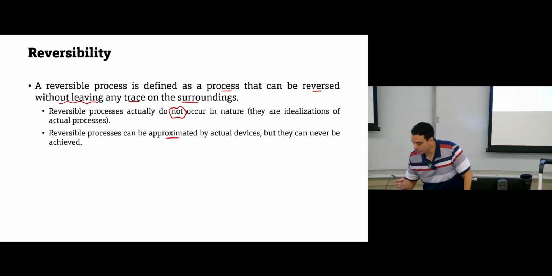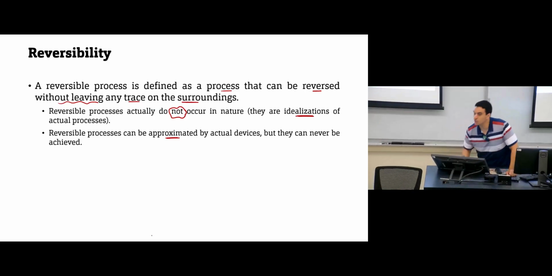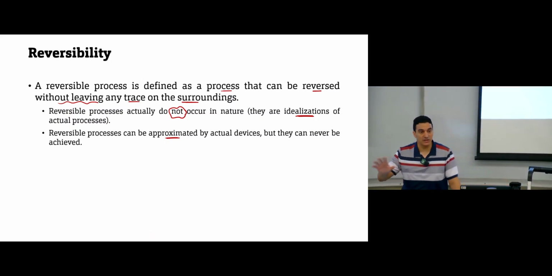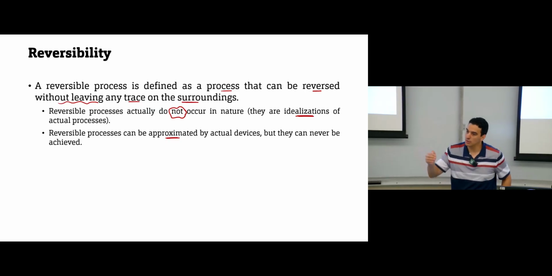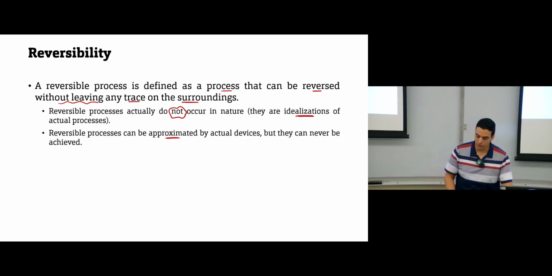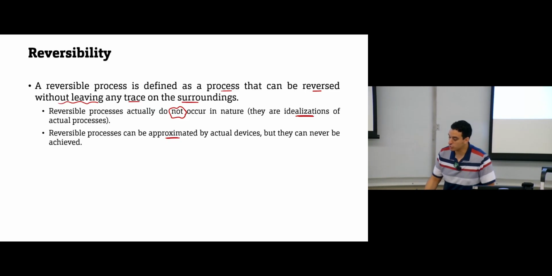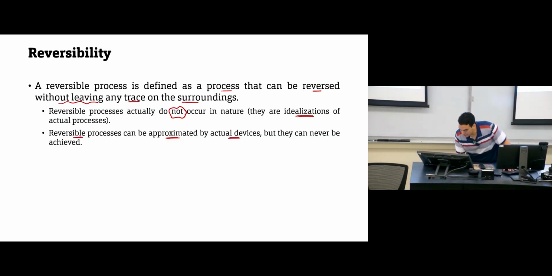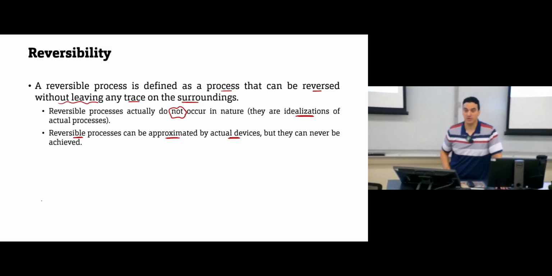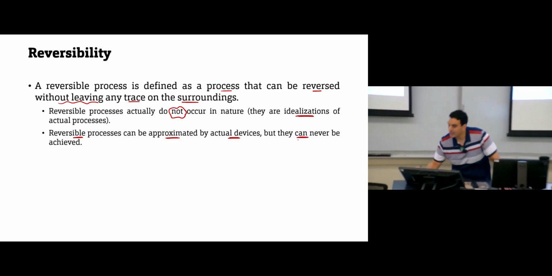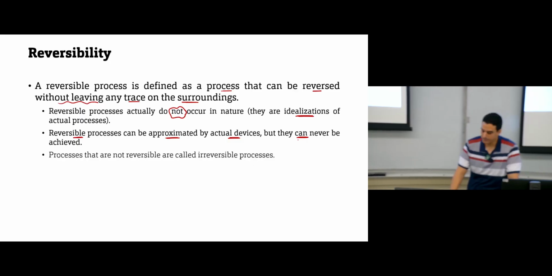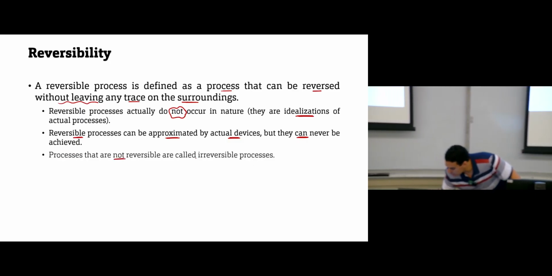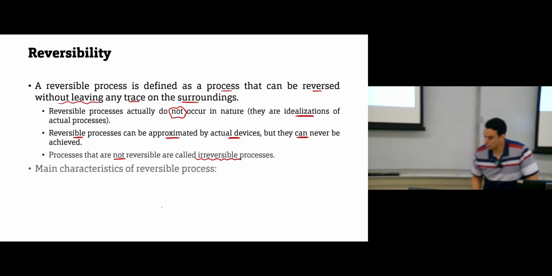Okay? A reversible process is an ideal operation of a process, something ideal. You can't achieve it in nature, you can't achieve it in actual devices, but we are trying to approximate the performance of these actual devices to be similar to the performance of a reversible process. But theoretically, you cannot exactly achieve the reversible performance. Okay, as we said, any process that is not reversible is called an irreversible process.